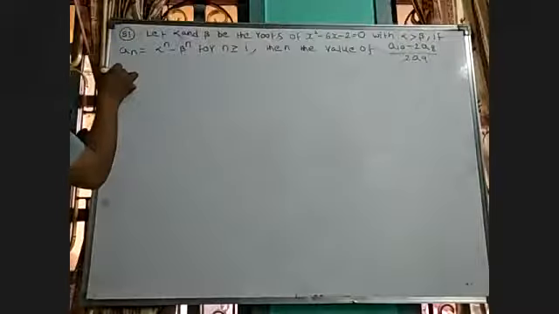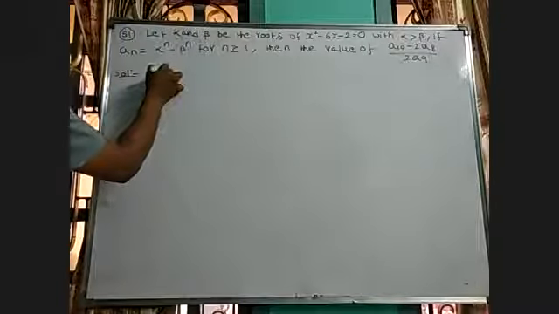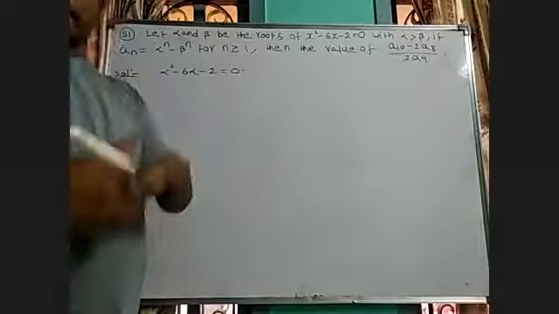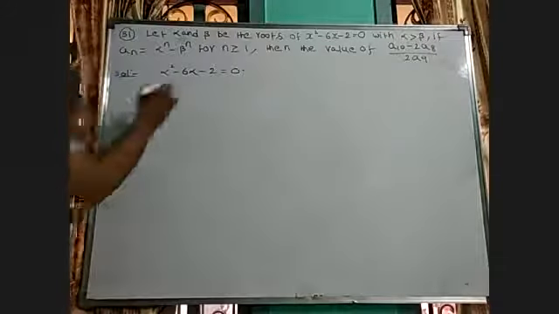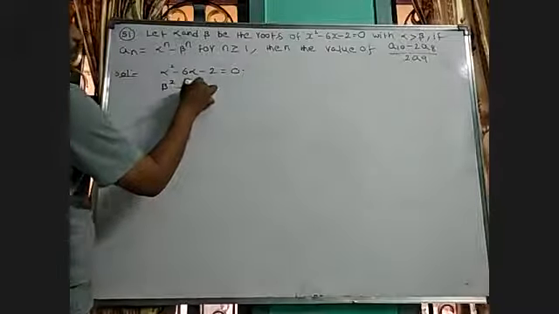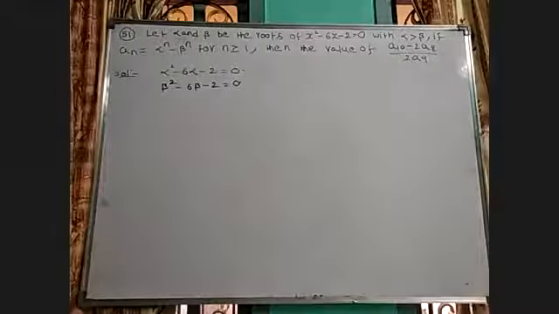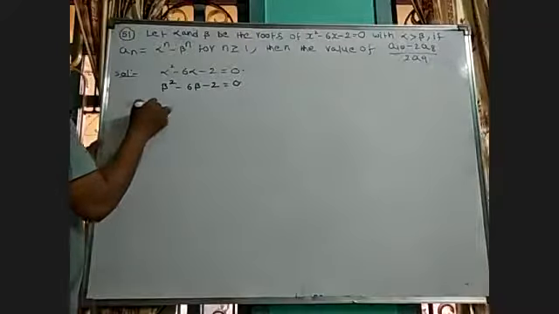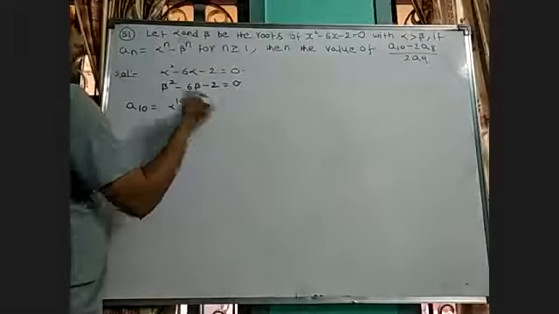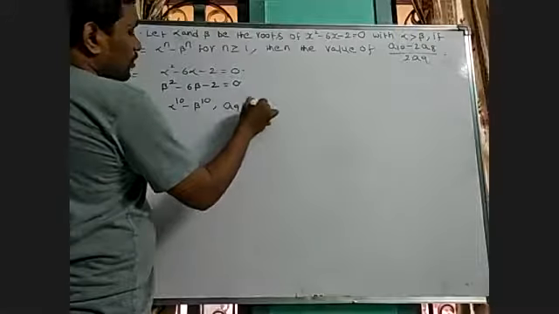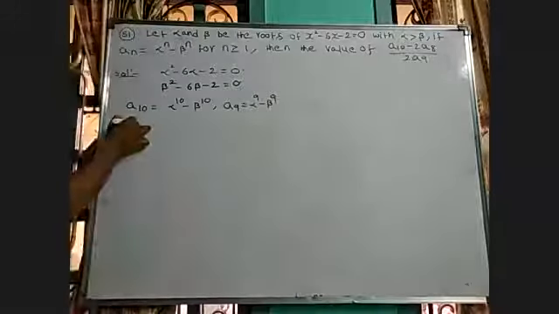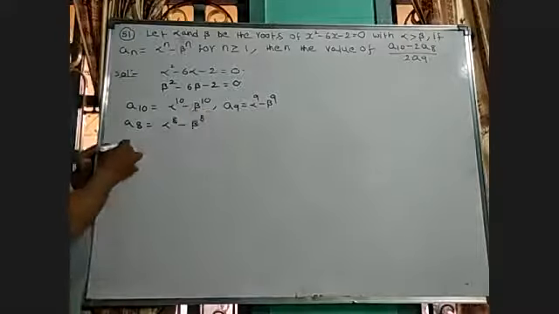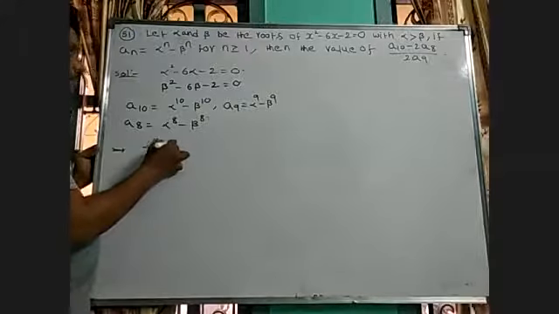Next, in this, alpha comma beta are roots, so I am writing alpha square minus 6 alpha minus 2 equals 0. Here I am taking beta square minus 6 beta minus 2 equals 0. Here, a10 means alpha power 10 minus beta power 10. A9 means alpha power 9 minus beta power 9. A8 is equal to alpha power 8 minus beta power 8.